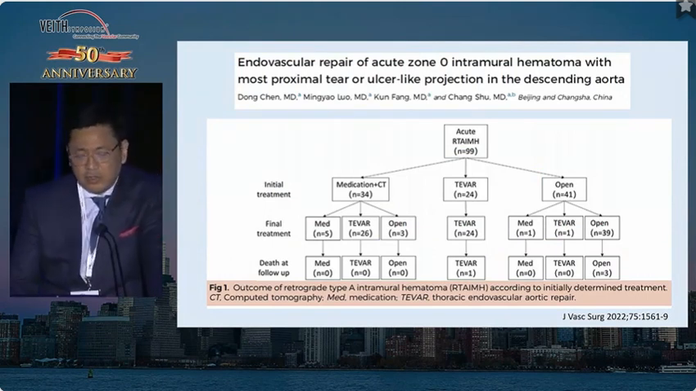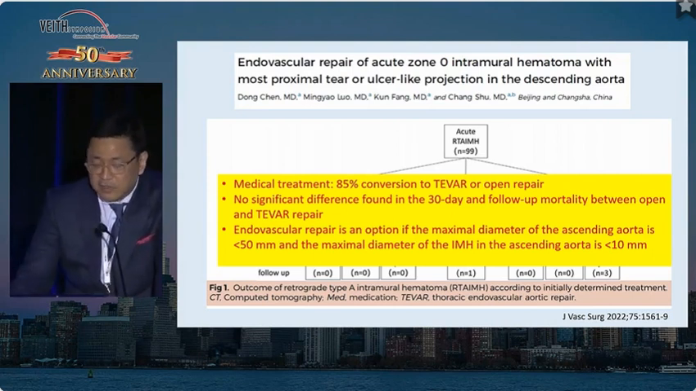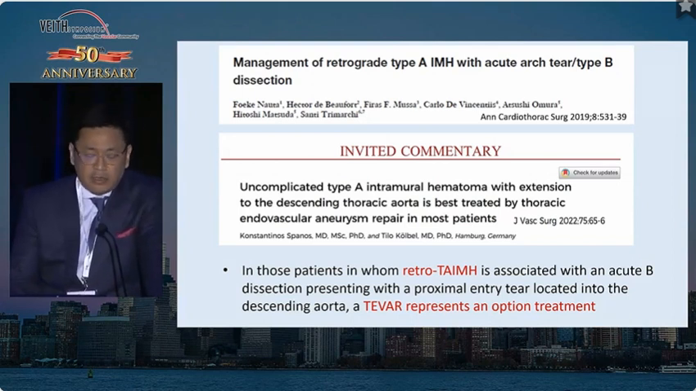Then this is the study by Professor Schroeder on acute retrograde type A intramural hematoma, also including all 3 different treatment strategies. They also conclude that with medical treatment, 85% of patients converted to TEVAR or open repair, with no significant difference in 30-day and follow-up mortality between open and TEVAR repair. And endovascular repair is an option if the maximum diameter of the ascending aorta is less than 50 millimeters and the IMH thickness is less than 10 millimeters. There has also been commentary and a conclusion from IRAD that for management of retrograde type A intramural hematoma, TEVAR represents an optional treatment for these patients.